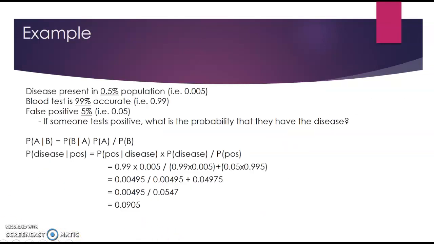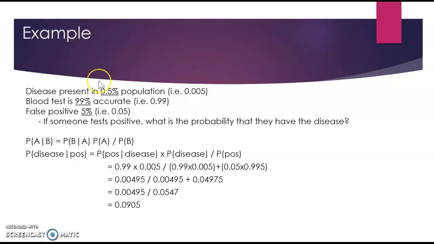Okay, so here's an example of this in action. This is one that I used to use in my statistics classes. There's a disease present in 0.5% of the population. There's a blood test that is 99% accurate, but has a false positive 5% of the time. That means if someone tests positive, what is the probability that they have the disease? So, have the disease given that they tested positive. And you can go in here and the probability you see is 9.05%.